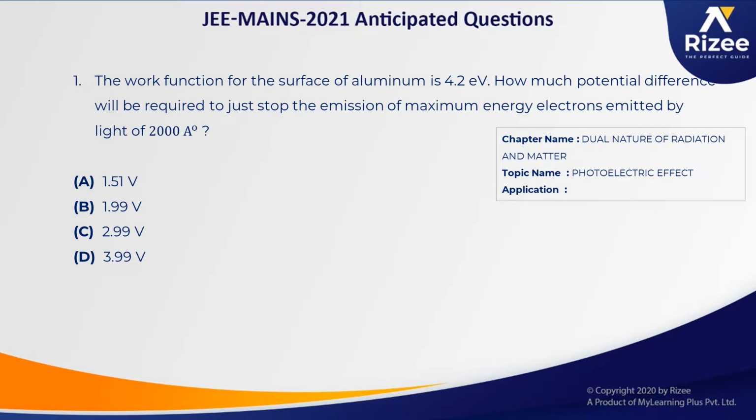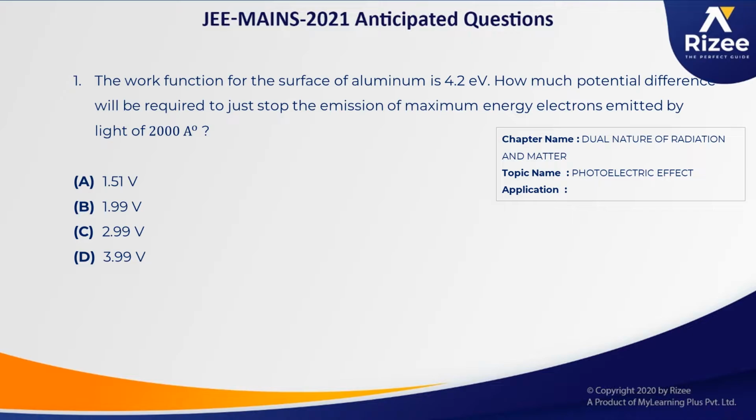Today we are going for JEE Mains 2021 anticipated questions. So we are expecting this type of questions that might be coming. The first question that we are going to discuss has a work function given, and it's basically a question from the photoelectric effect.